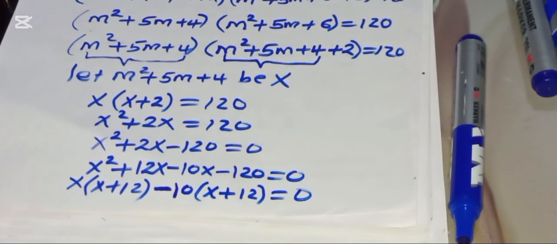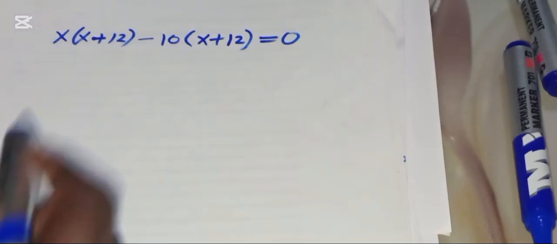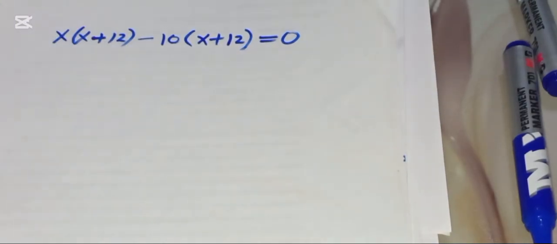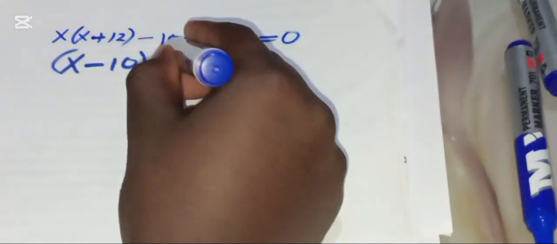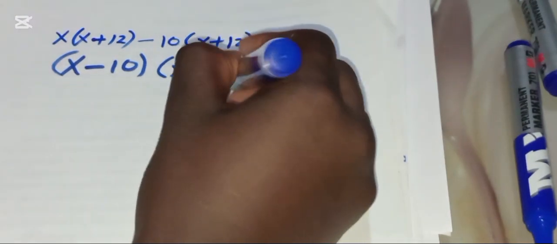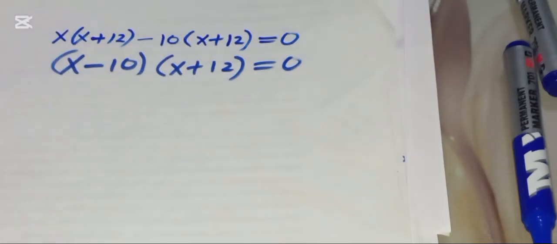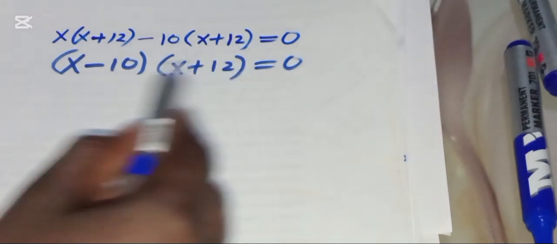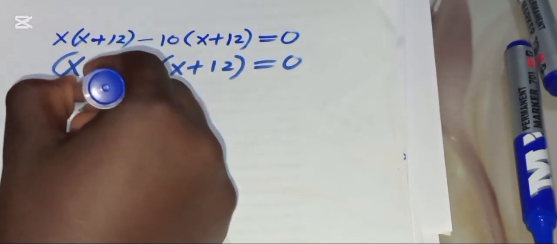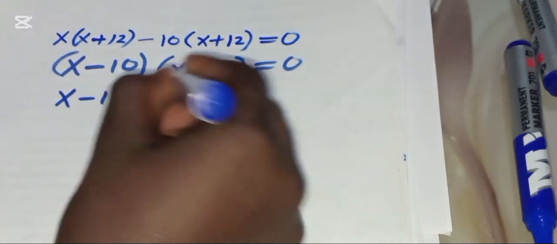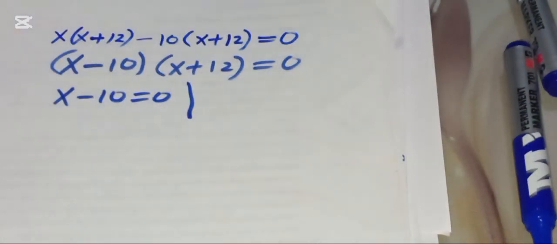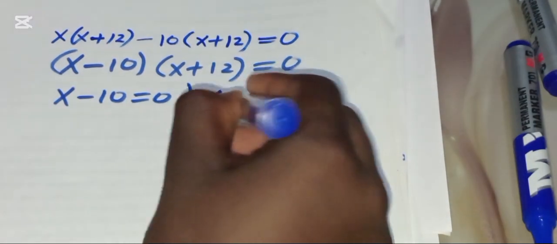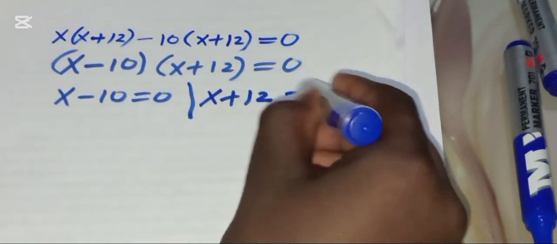So let's proceed. Now we have (x + 12) and (x - 10), which you can express as (x - 10) times (x + 12) is equal to 0. So we have two parts here. We have x subtract 10, this is equal to 0. And the second part, we have x plus 12, this is equal to 0.